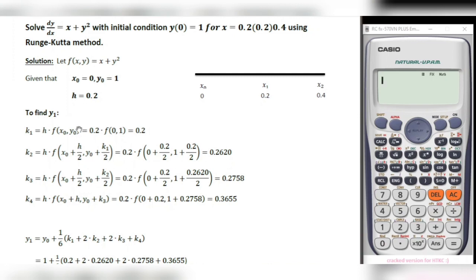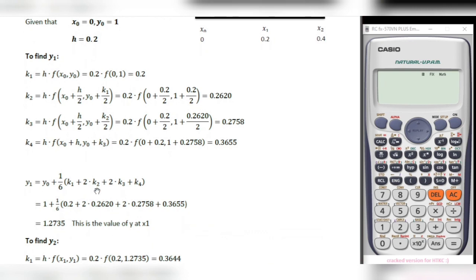So to find out y1, we have this formula. y1 is equal to y0 plus 1 by 6 into k1 plus 2 k2 plus 2 k3 plus k4, where k1 k2 k3 k4 is written here. If you observe the formulas of k1 k2 k3 k4, all of them are in the form of h into f of x comma y. So to find out k1 k2 k3 k4, I will first type this formula h into f of x comma y in the calculator.